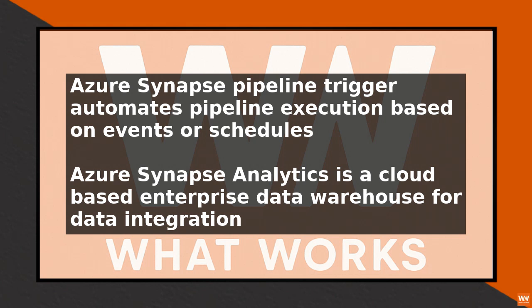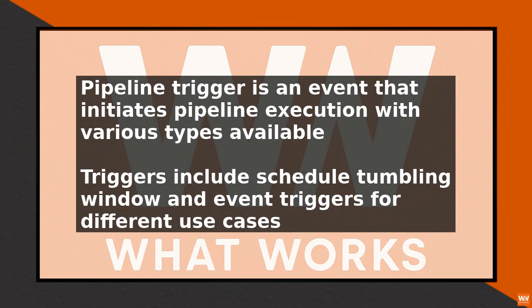There are several types of triggers available in Azure Synapse Analytics, including schedule trigger, tumbling window trigger, and event trigger. A schedule trigger allows you to execute a pipeline at regular intervals such as daily or weekly. A tumbling window trigger allows you to execute a pipeline at regular intervals with a specified window size. An event trigger allows you to execute a pipeline in response to a specific event such as the arrival of new data.